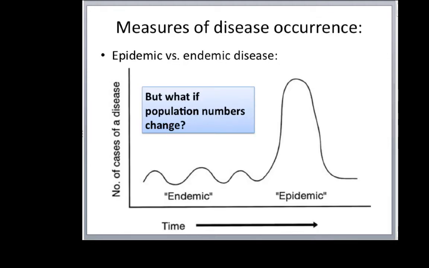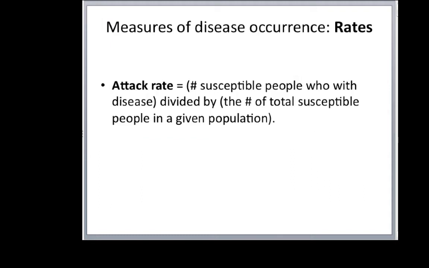Okay, so back to the issue of population changes. The way to account for that is to take the number of cases that occur and divide that by the number of people in the population during that time, right? That's called calculating the attack rate. And that was one of the first measures of morbidity that we did in this class.